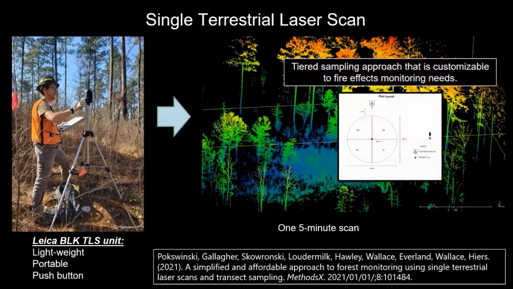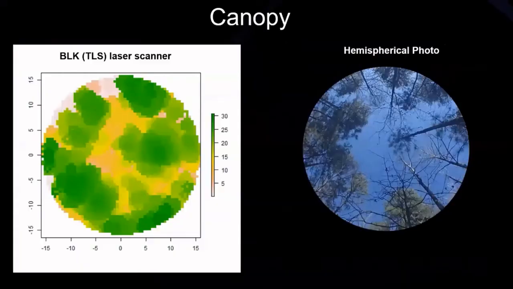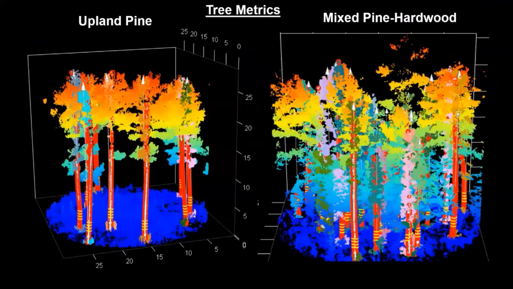And we're working on this approach with a group of people, particularly with the Fish and Wildlife Service and Tall Timbers, to do this tiered sampling approach, where you do a scan and you can do some measurements in the field that are customizable for fire effects monitoring. This is outlined more in the paper that I have referenced there. From these scans, if you crop them out to about a 15-meter radius, you can get a canopy estimation. You can compare that to hemispherical photos of the same plots. You can also get tree metrics, so the number of trees, the DBH of them, and the height of them.